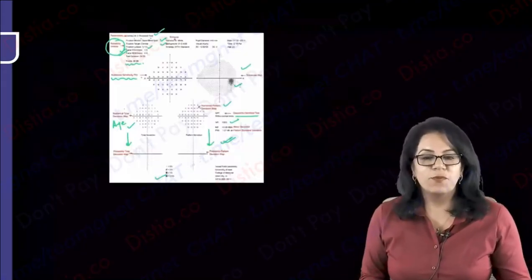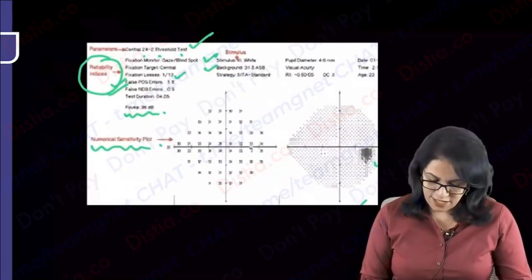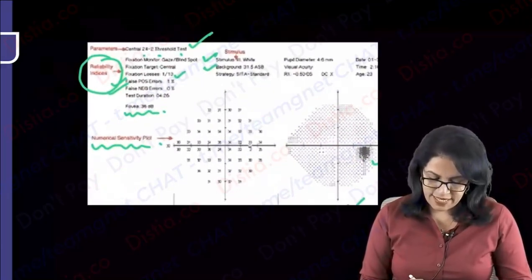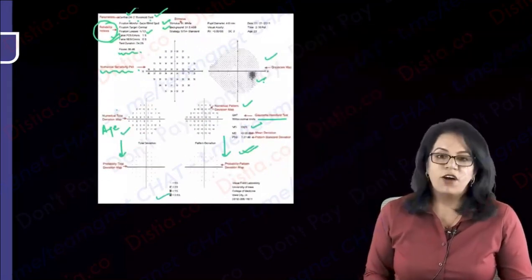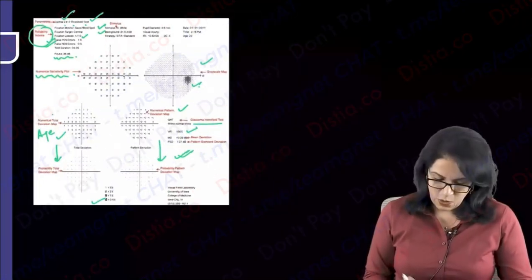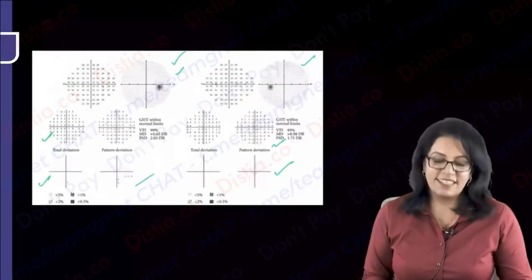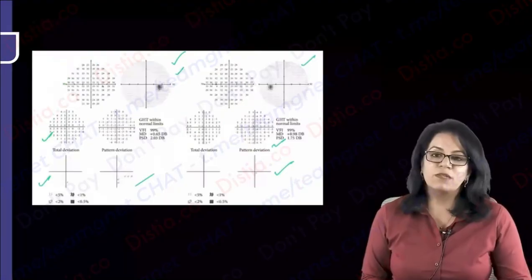Let's see a few more charts here. Once we have understood, now what is this? This test was a threshold test and this is central 24-2, 24 degrees of the field has been tested. Okay, let's see a few charts here. So this one was explained. It's a normal chart of both eyes.